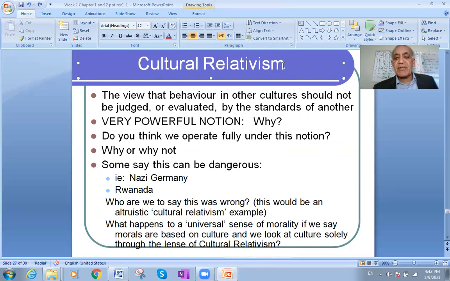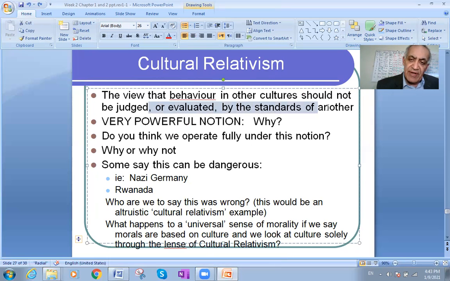Now we will move into another concept of culture, which is called cultural relativism. So what do we mean by cultural relativism? It is the view that behavior in other countries or other cultures should not be judged or evaluated by the standards of another. Don't look with my eyes. Everyone has specific characteristics and their own culture. So don't estimate my culture based on the norms of your culture.